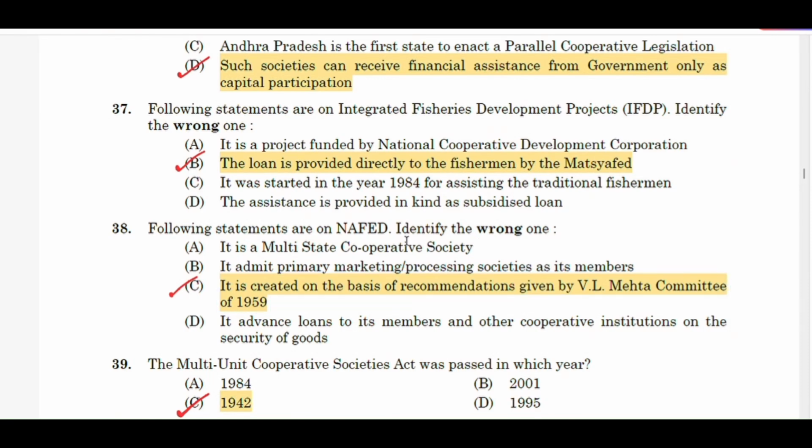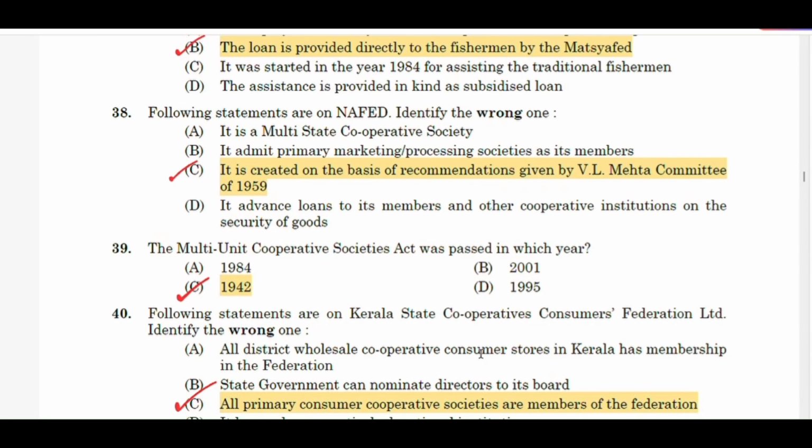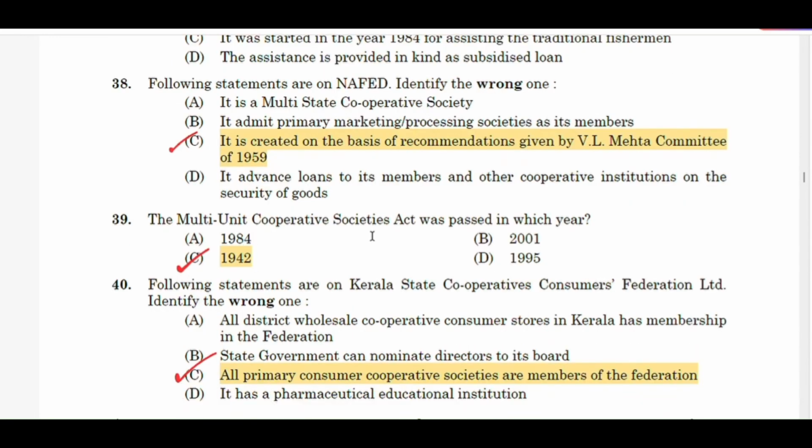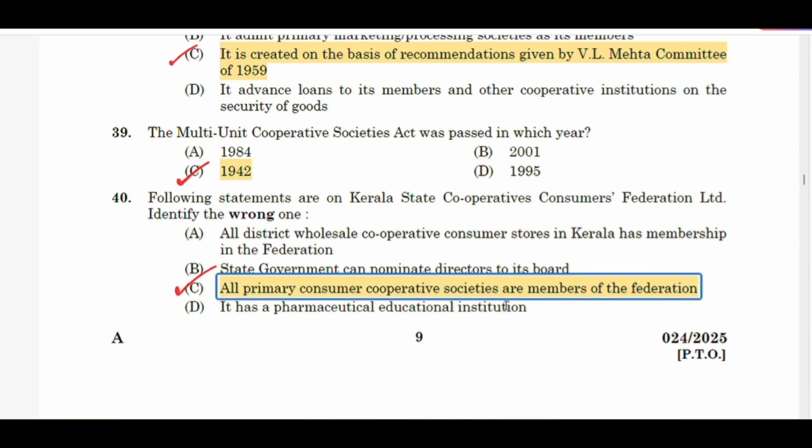Following statement are on NAFED. Identify the wrong one. Answer is option C, it is created on the basis of recommendations given by V.L. Mehta Committee of 1959. The Multi-Unit Cooperative Societies Act was passed in which year? Answer is option C, 1942. Following statement are on Kerala State Cooperative Consumers Federation Limited. Identify the wrong one. Answer is option C, all primary consumer cooperative societies are members of the federation.